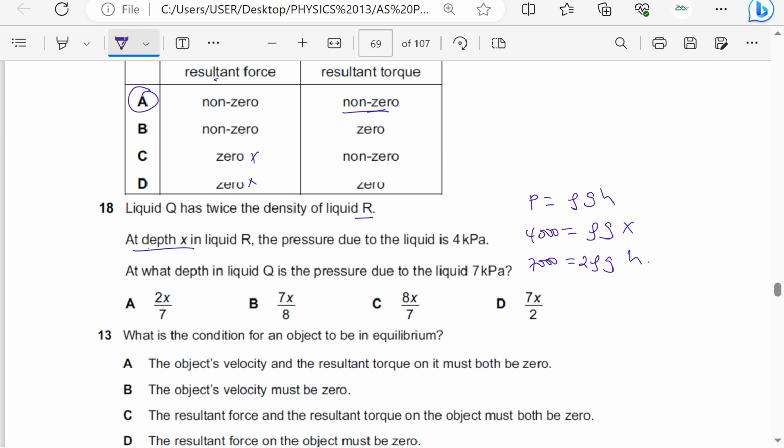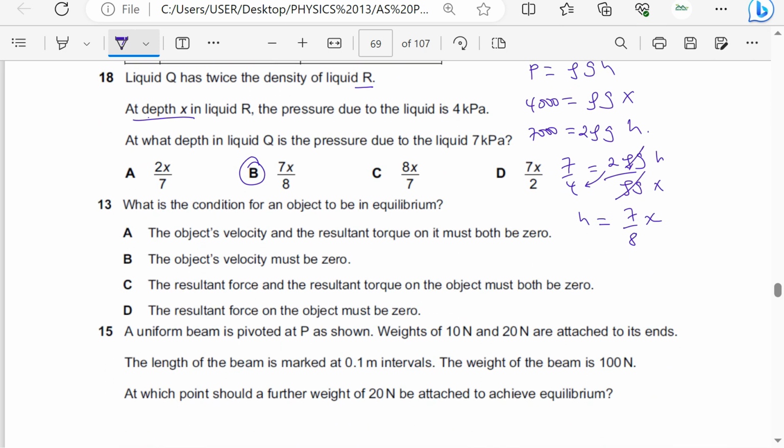So I want to find h. I'll just divide the two equations. 7 divided by 4 is equal to twice rho g h over rho g x. Rho cancels. So h is going to be equal to 7 divided by 8. This 2 goes down to multiply with the 4. So it's 7 divided by 8, then times x. So the answer is going to be B.